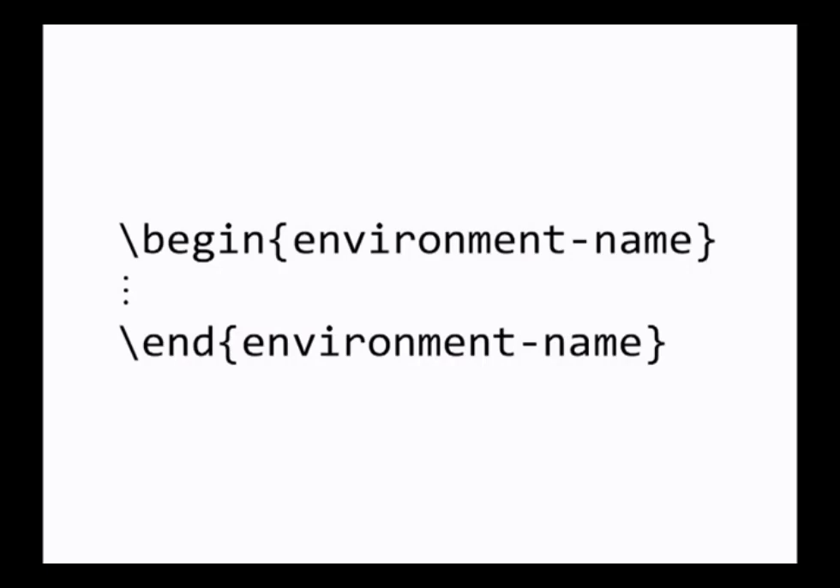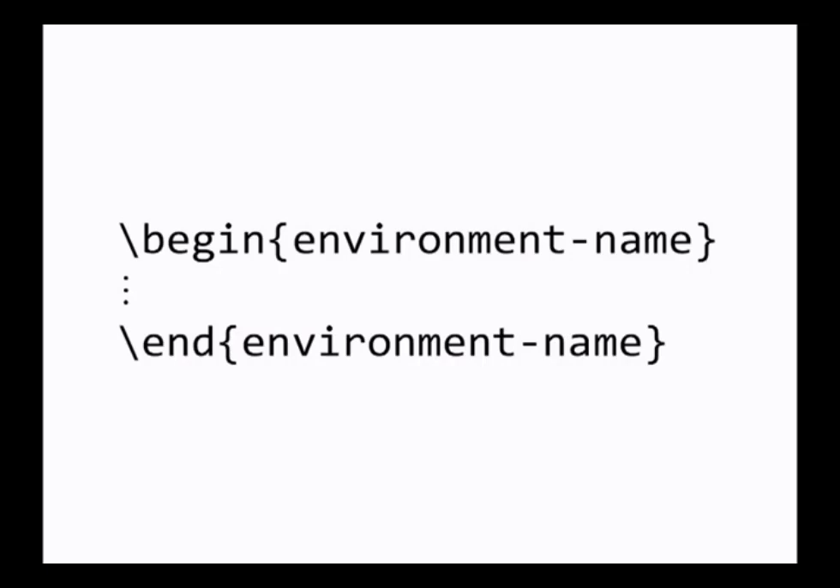And so environments show up very often in LaTeX, and they all have the same basic syntax. We have to have a way of telling LaTeX when the environment is beginning and when it is ending. And we do that by typing \begin, and then in curly braces give the name of the environment, and then enter in the stuff that we want in the environment, and then tell it to end by typing \end, and then curly braces, and then the name of the environment, and then close the curly braces off.